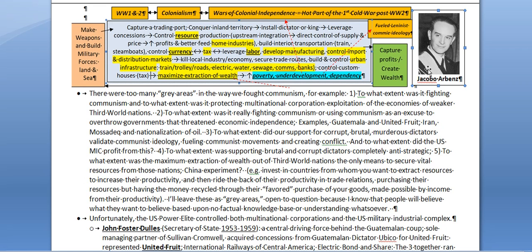So Arbenz goes to South Africa, tries to buy weapons to defend themselves against a U.S. overthrow of their democracy. The U.S. moves in, blocks them. So then he goes to a communist country. He didn't go to the Soviet Union because the USA would scream, "Commie, commie, commie," right? He went to Czechoslovakia, which is a fringe communist satellite country.